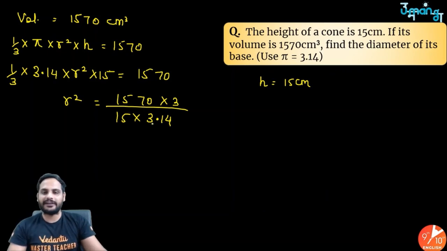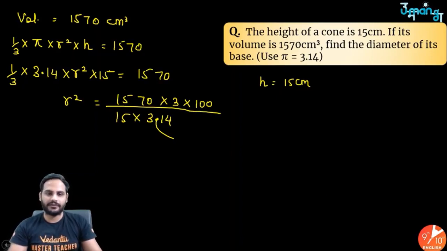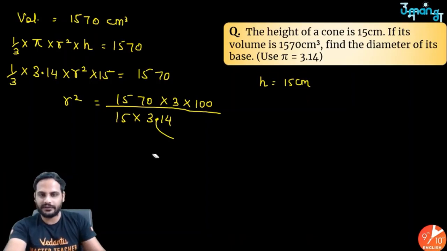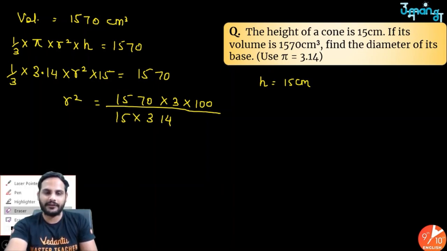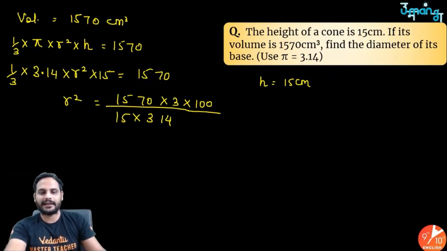What I'll do is remove the decimal, so in the other part I have to multiply with 100. Why? Because there were 2 digits after the decimal. Now see how easy it will become. So the decimal has been removed. Now 314 and 1570, if you see, will directly cancel each other.